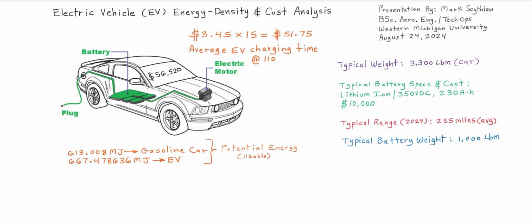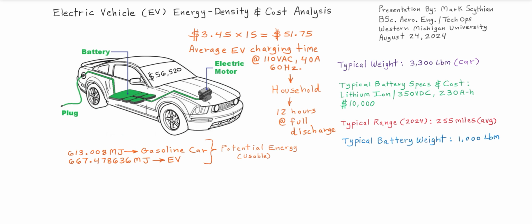So that's $3.45 times 15 gallons, plus 3 to 4 minutes of downtime filling your gas tank, at $51.75. So the average electric vehicle charging time, as if the entire battery's been discharged. Most EV owners don't let their batteries go down that low, but if you had to charge it from a completely discharged state, it would take about, on average, 12 hours.